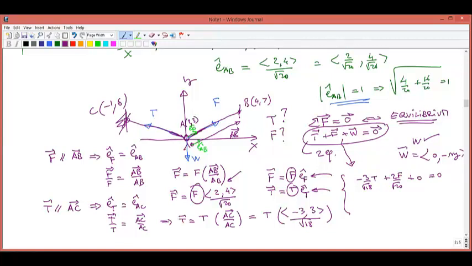And I can do the same thing with the y. What is the y component of T? Well, obviously the second term, 3 divided by the square root of 18. What is the y component of F? The second term, plus 4F over the square root of 20. And then the y component of the weight. I now simply have to solve a system of two equations with two unknowns, instead of dealing with Fx, Fy, Tx, Ty, which would have been 4 unknowns and only two equations.